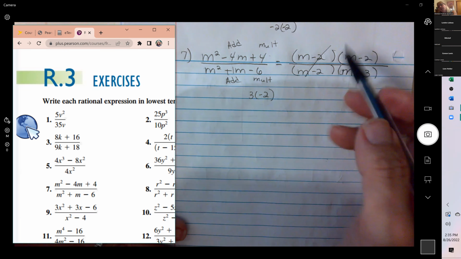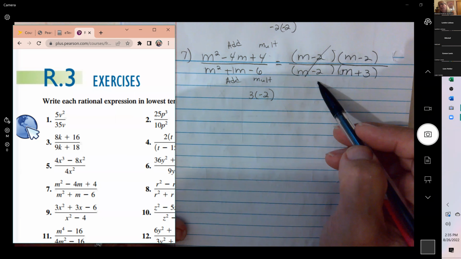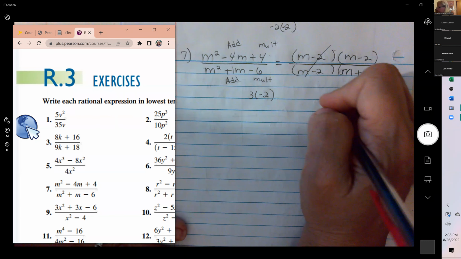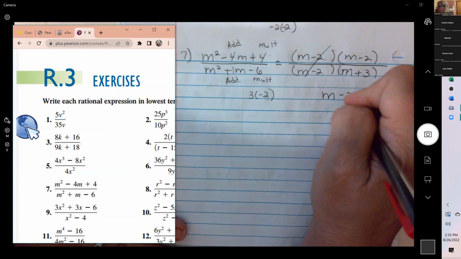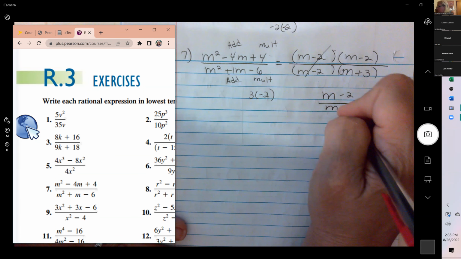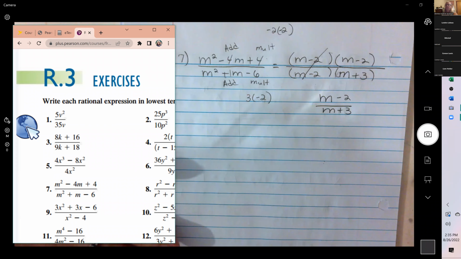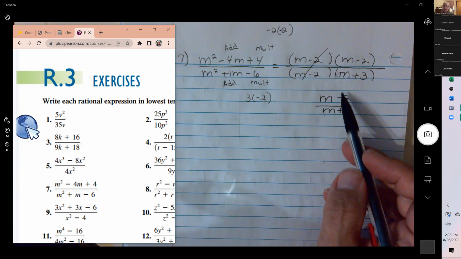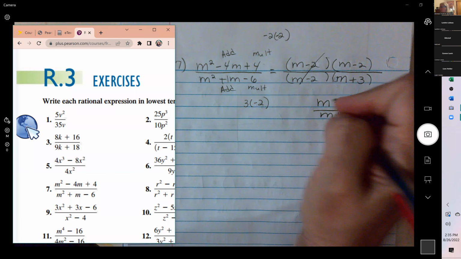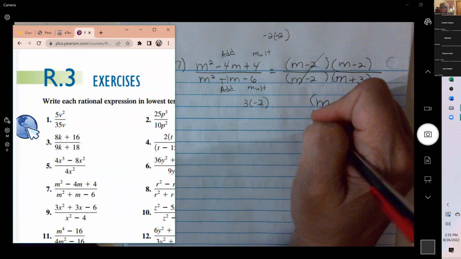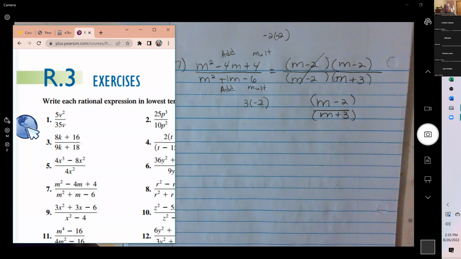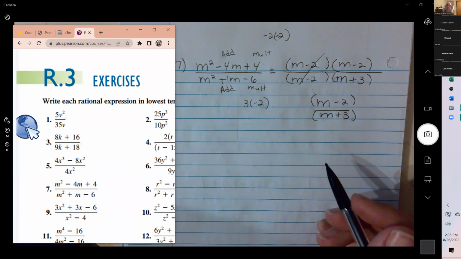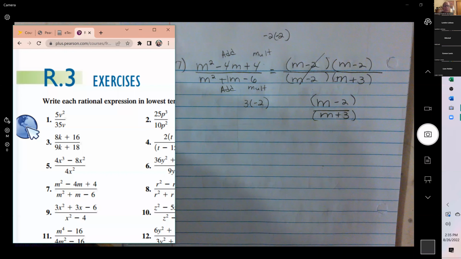One of the m minus 2's on top cancels with the one on the bottom and leaves m minus 2 over m plus 3. There's 4 separate terms. You cannot cancel these m's. If you want, leave the parentheses so that you remember it has to go together. Any questions on that?